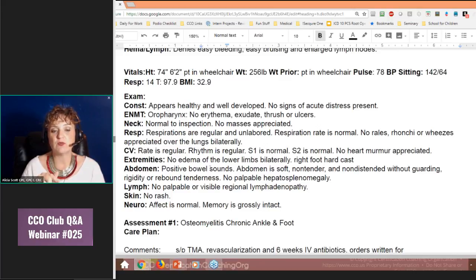Cardiovascular: rate is regular, rhythm is regular, SA is normal, S1 is normal, S2 is normal, no heart murmur appreciated, meaning he could hear there was no evidence of a heart murmur. A lot of times you'll see this abbreviated as normal R times 3: rate, rhythm, things like that.